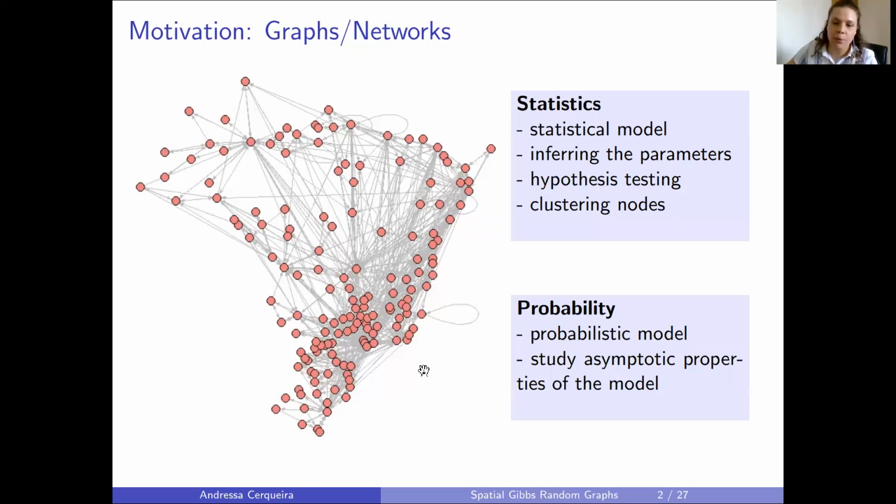From a probabilistic point of view, we can define a probabilistic model and then study some kind of properties of this model in the graph. So what happens, for example, when I have the number of nodes going to infinity? What happens with the graph?